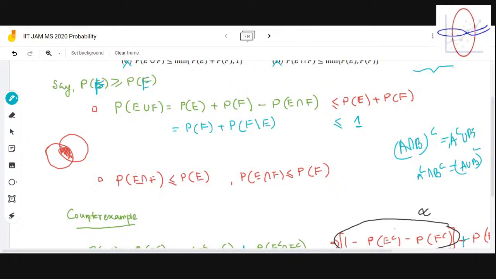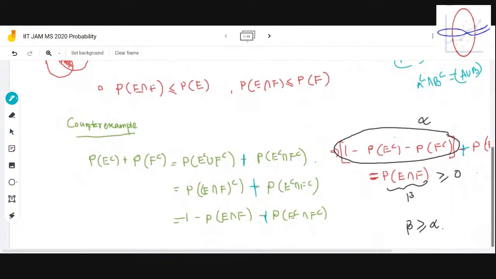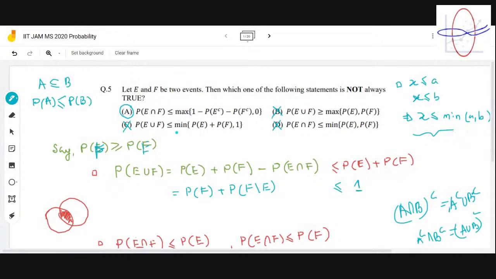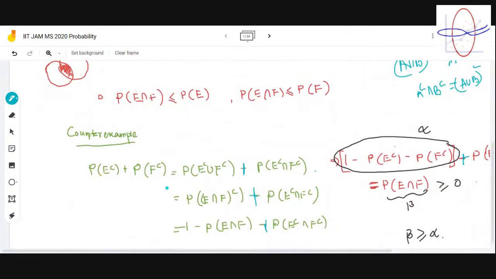Okay, maybe I'm writing it too fast. So probability of E complement plus F complement is equal to probability of E union E complement union F complement plus probability of E complement intersection F complement. And therefore you get that it's probability of E intersection F complement, there by De Morgan's law, and therefore we get 1 minus probability of E intersection F, and this remains constant.